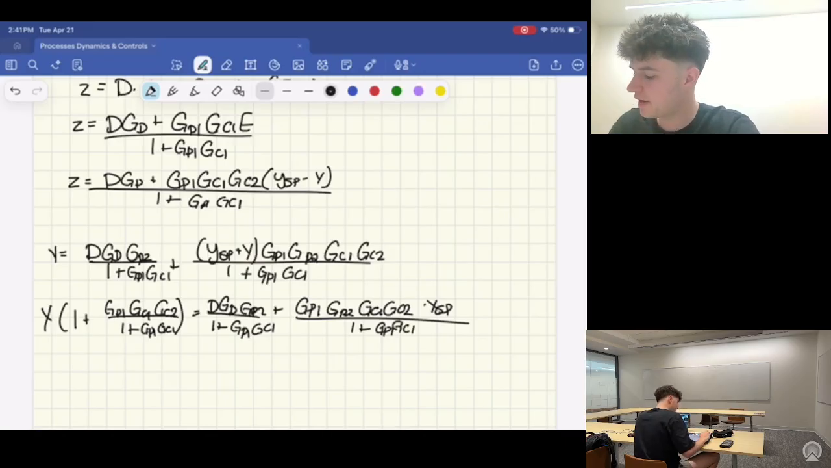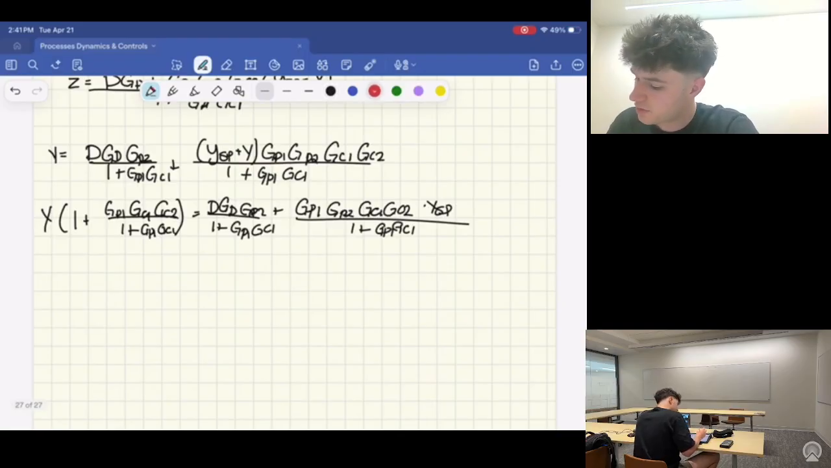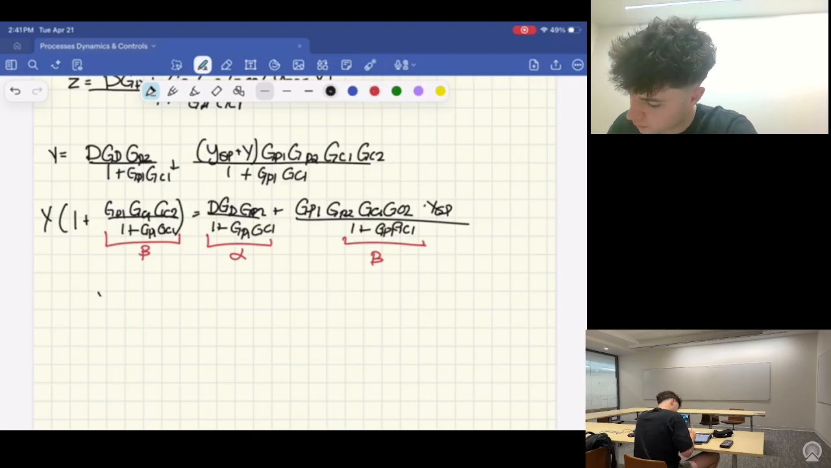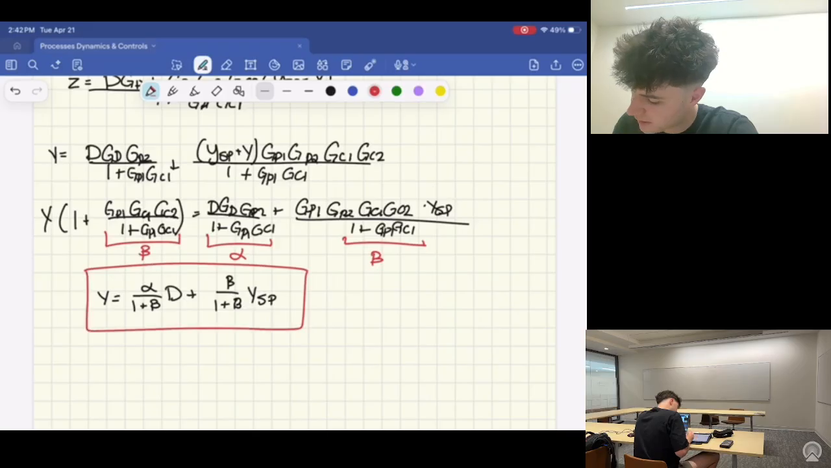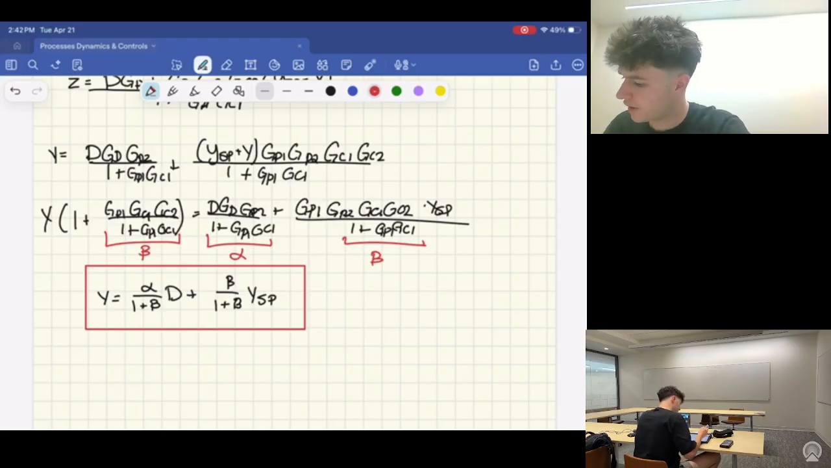And now we're going to define some variables to make this easier. This term will be our beta, this term will be our alpha, and this term, since it's the same, will be beta again. So finally, the final equation: Y equals alpha over 1 plus beta times D plus beta over 1 plus beta YSP. We will box this off, and this is the final equation that we have been looking for. But before that, we did want to label this.